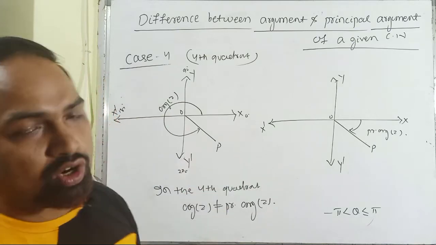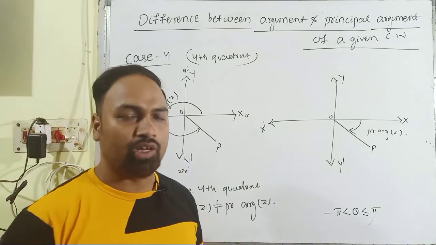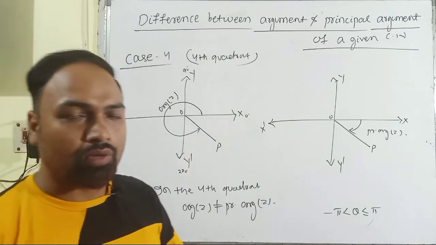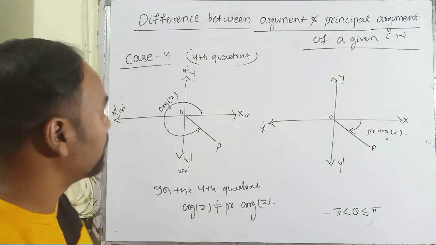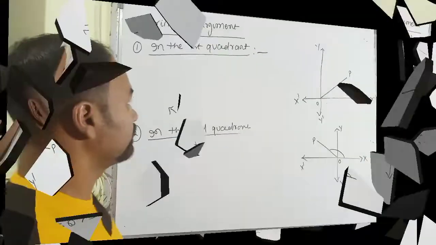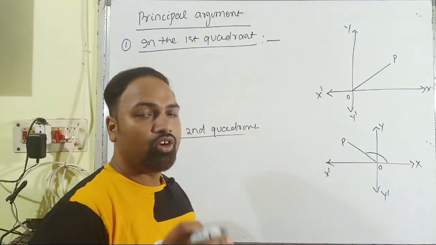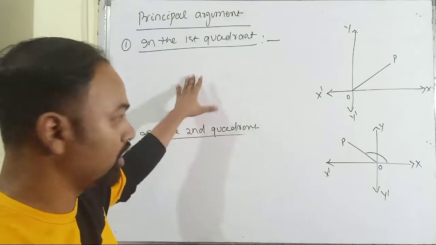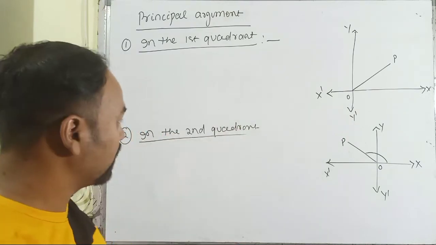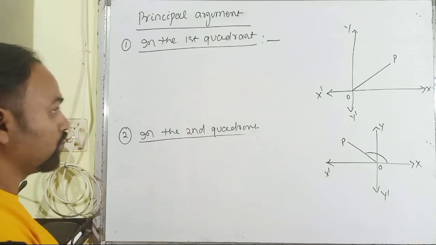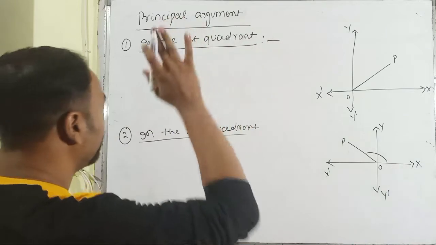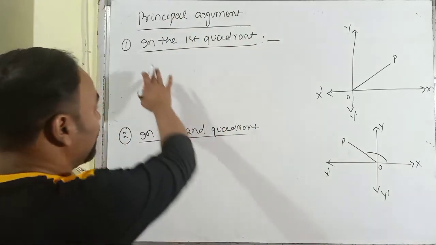Then let us find out the value of the principal argument of z in each and every quadrant, and then we will solve some problems based upon them. Let us find out the value of the principal argument in the four different quadrants. I have taken two quadrants here. After the completion of these two, we will see the rest of the two quadrants in later cases. So first of all, let us find out the principal argument in the first quadrant.